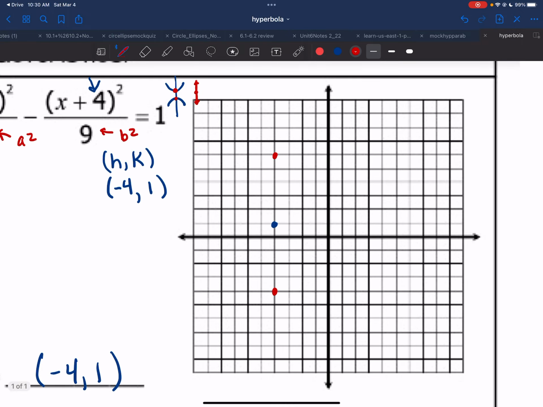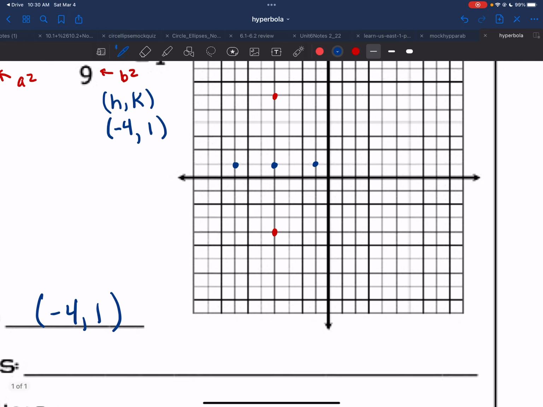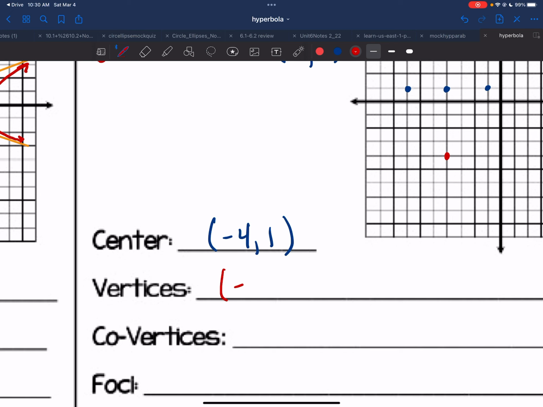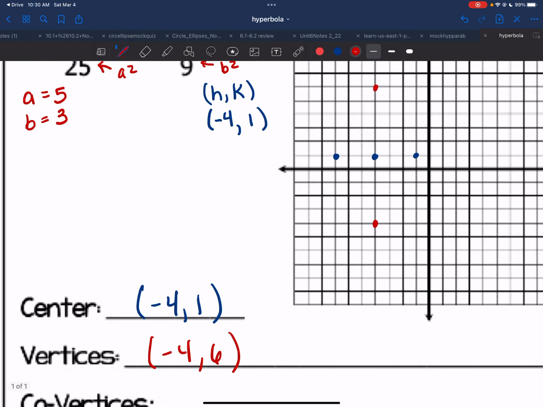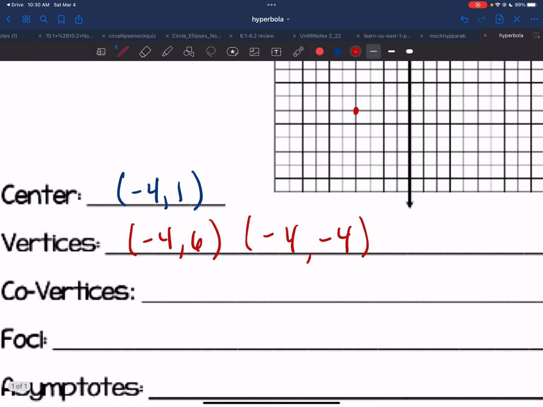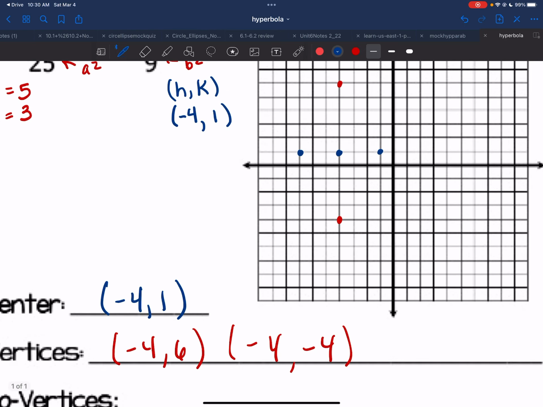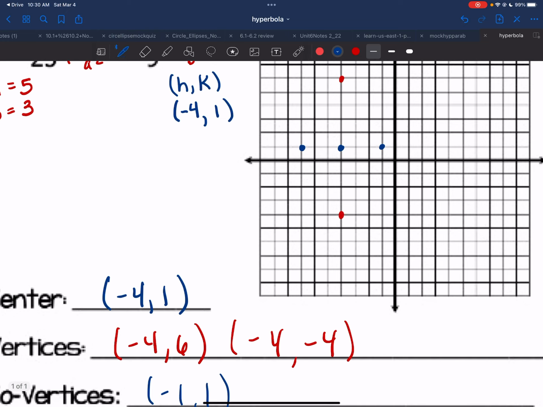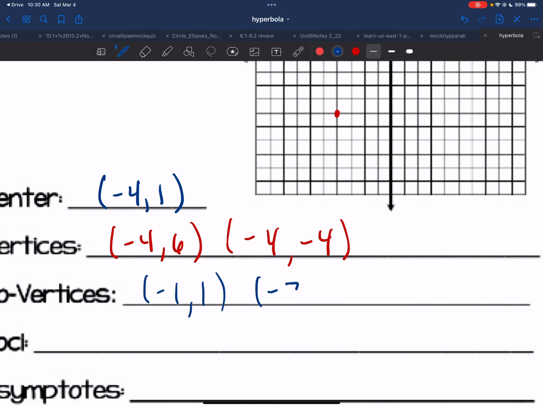And then I take a look at my B value, which is 3. I'm going to put that in blue. 1, 2, 3, and 1, 2, 3. Now let's go ahead and plot those values. So I have -4, 6, and -4, -4, and my co-vertices are -1, 1, and my other one is -7, 1.